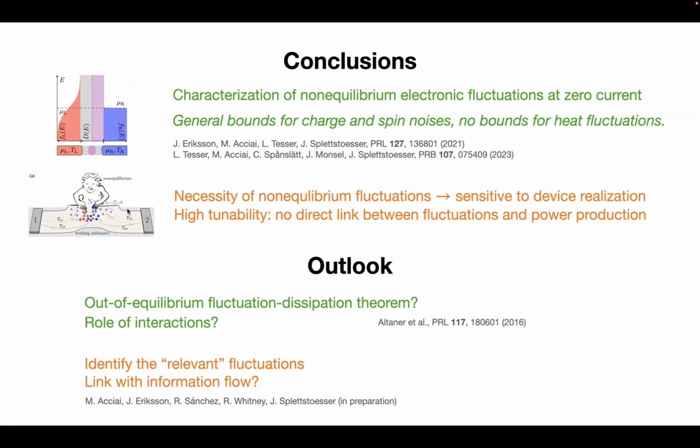And for the demon part, as I said, we're trying to identify which are the relevant fluctuations and whether they can be linked, for example, with information flow, or if it is possible to define it in the system that we have, because after all, it behaves like a demon. So that would be it for my part.